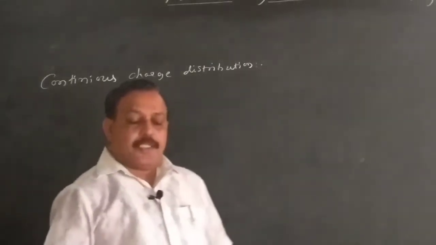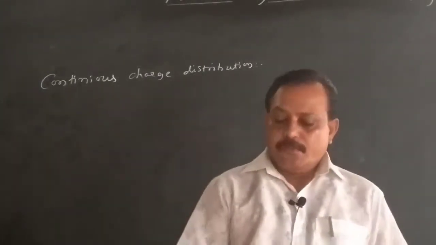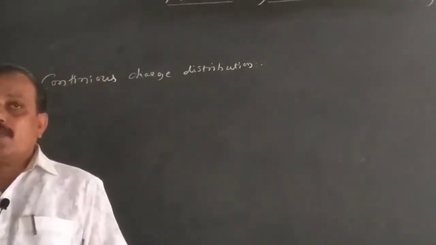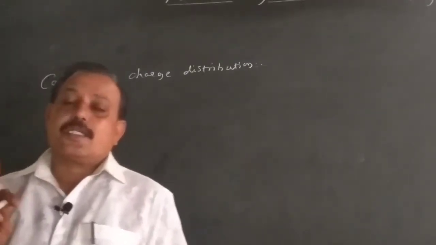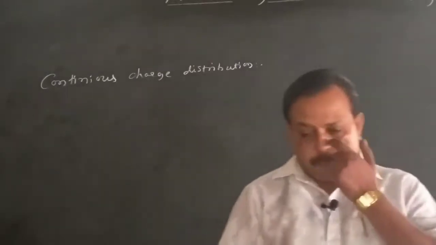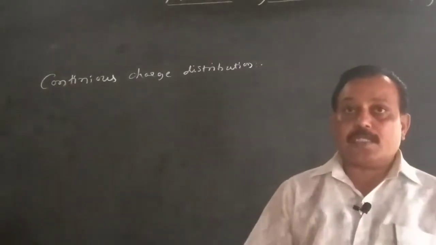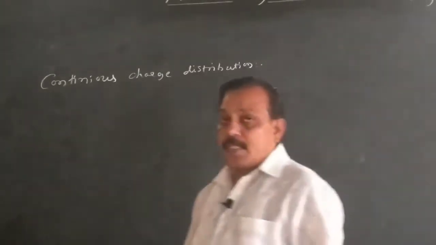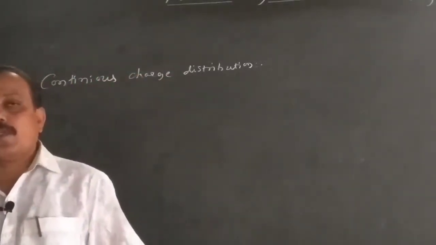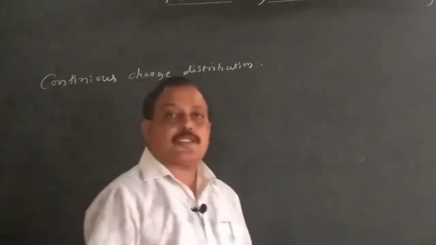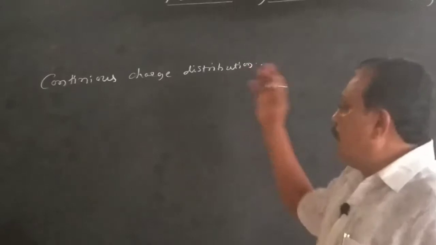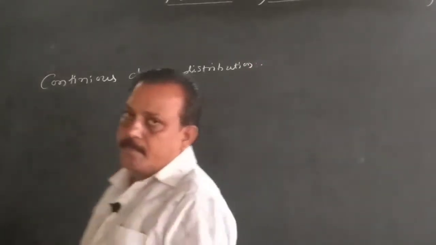What is that continuous charge distribution? From the properties of electric charges, we know that when charges are given to a conductor, the charges reside on the surface of the conductor. So, when the charges reside on the surface of the conductor, there are a large number of charges available on the surface. Then we come across the distribution of charges continuously on the surface of the conductor. That represents what? Continuous charge distribution.